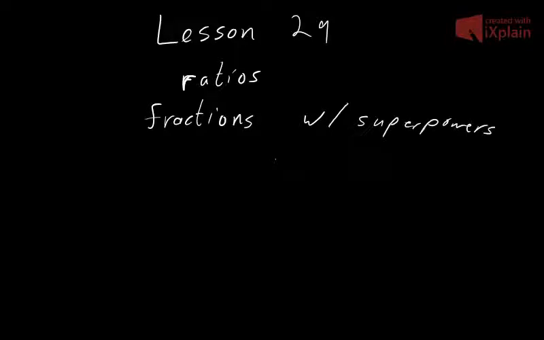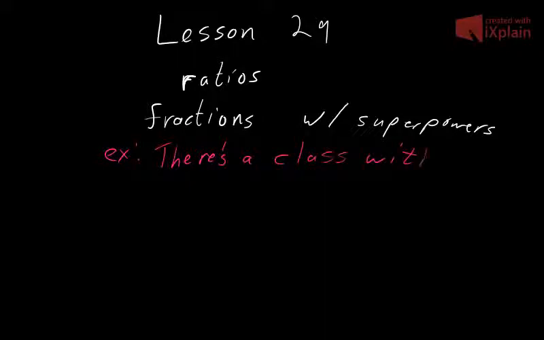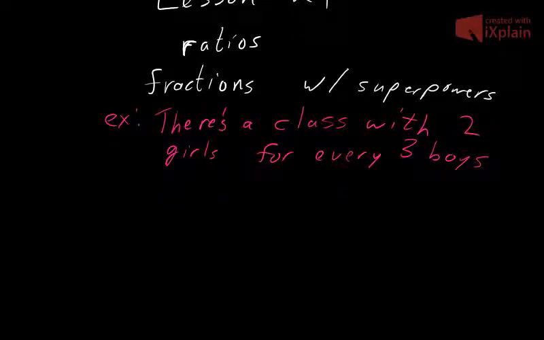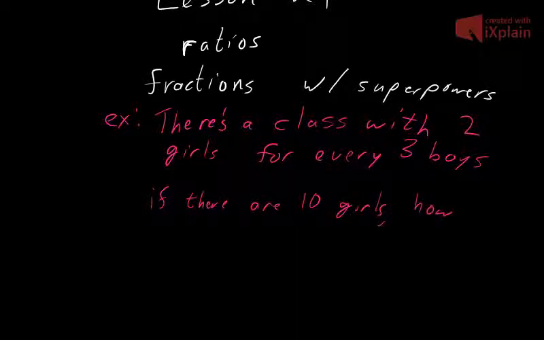I want to show you how exactly this works. We're going to start off just by doing an example problem. So we're going to say there's a class with 2 girls for every 3 boys. I'm going to ask 2 questions with this. The first one is, if there are 10 girls, how many boys are there? That's going to be my example A.